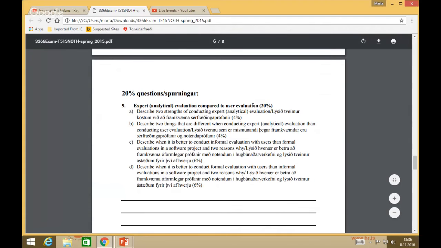Their fourth project was doing both expert evaluation and user evaluation. So it wasn't the same as for you. That is why I thought it was okay to have this question for them. But for you, I wouldn't say so because we haven't really emphasized this expert evaluation that much.